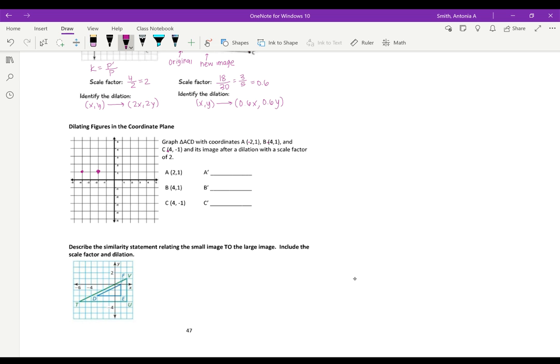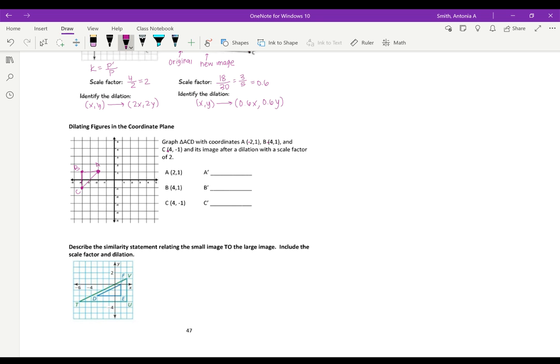And C is -4, -1. Oops. So here is my original image triangle. Here's A, here is B, and here is C.